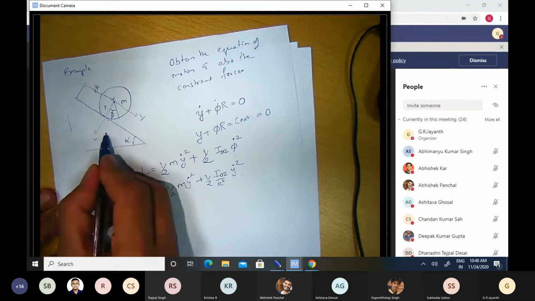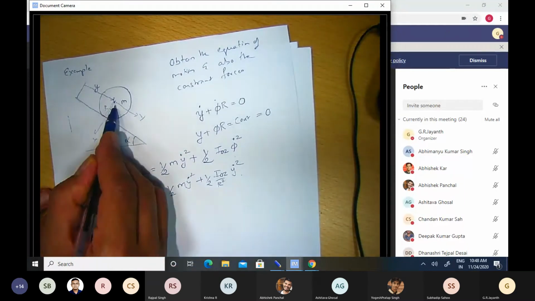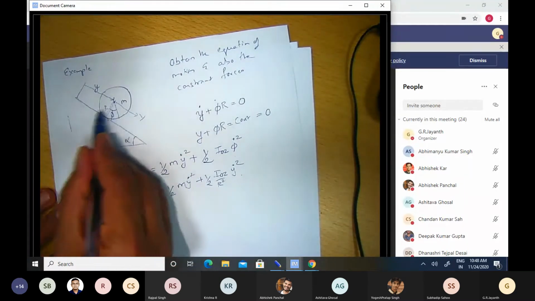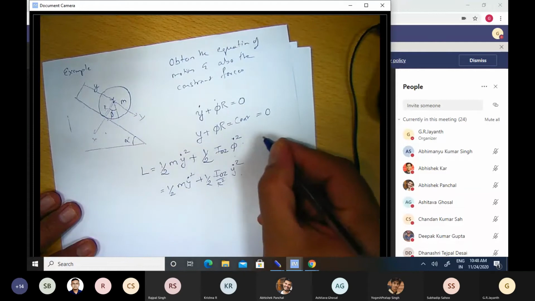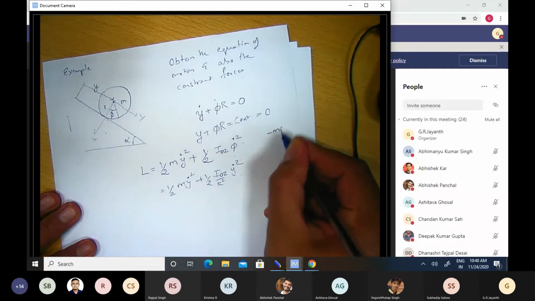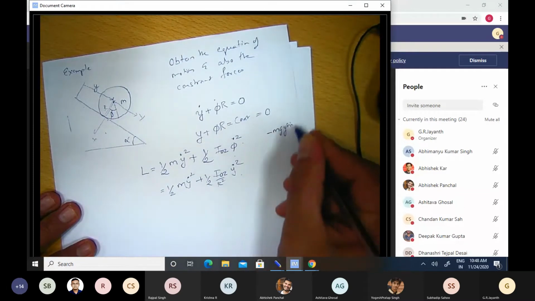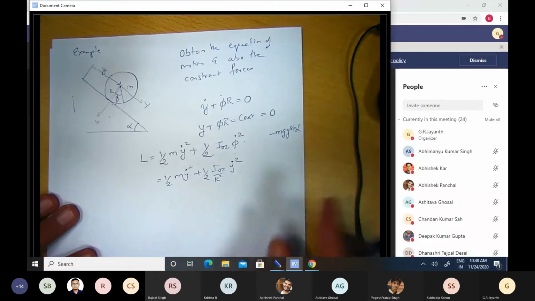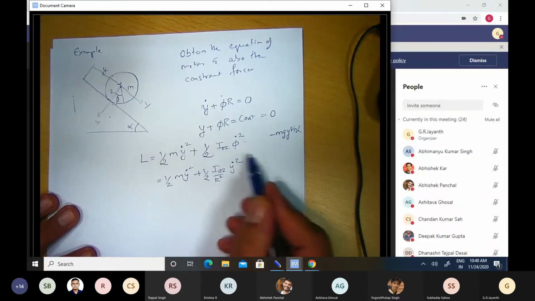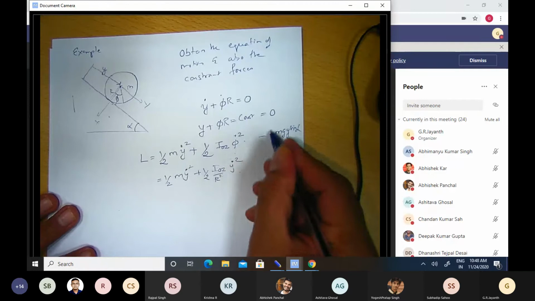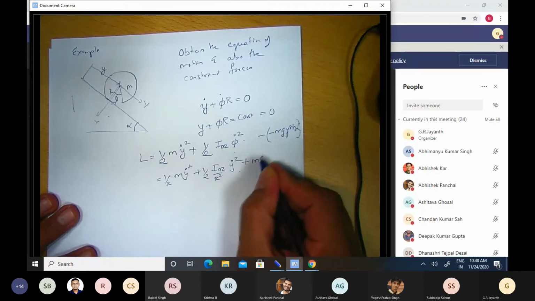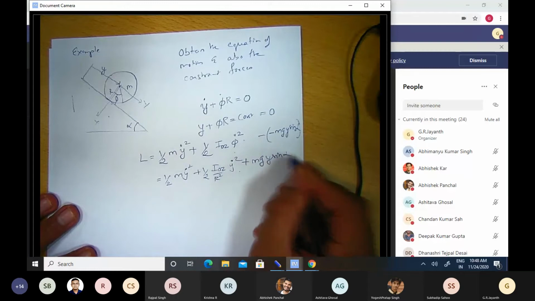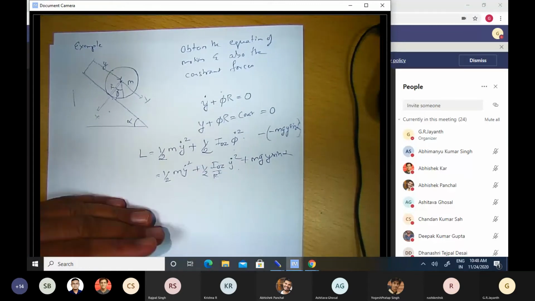And what is the potential energy? If this is y, then I have come down in the vertical direction by y times sine alpha, right? So the potential energy will be equal to minus mg y sine alpha. The Lagrangian will be equal to kinetic energy minus potential energy, so minus of this potential energy term will be, in other words, plus mg y sine alpha. Okay, so the physics of the problem ends here.